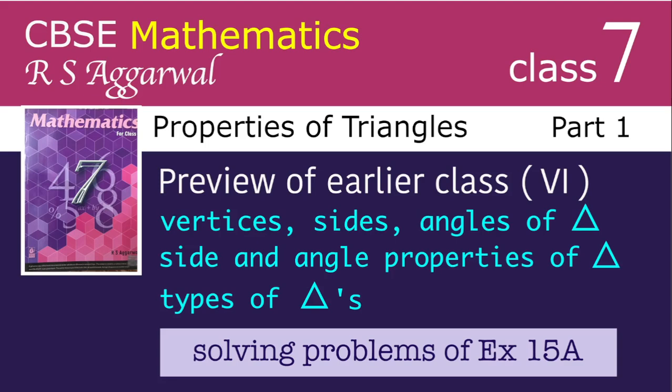This video is part 1 on the chapter of properties of triangles. This is the first video on the chapter where I will discuss all the concepts that you have already studied in your previous class, that is class 6. So this video will be a preview of the earlier class, where I will discuss the vertices, sides, and angles of a triangle, the side and angle properties of a triangle, and the different types of triangles. And finally, I will solve the problems of exercise 15A from the textbook of author R.S. Aggarwal. This video is part of the playlist CBSE Mathematics for class 7 following the textbook of author R.S. Aggarwal.